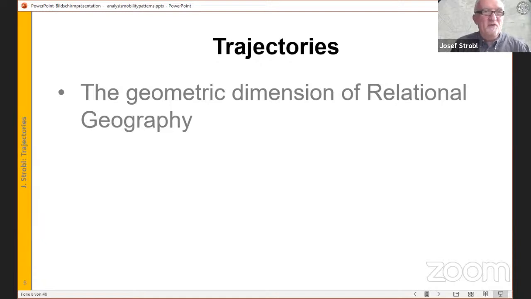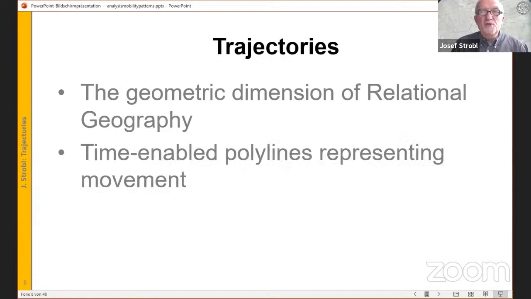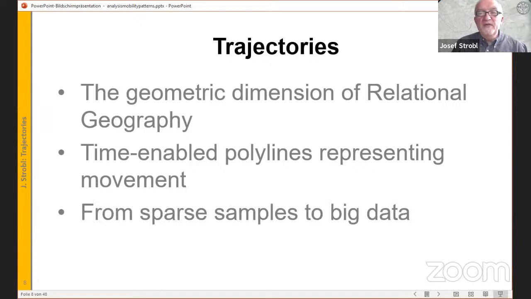I will focus more on examples from there on. They are the geometric dimension of relational geography. They are based on time-enabled polylines representing movement, which we call trajectories. And quite often, we really talk about big data today in this context.